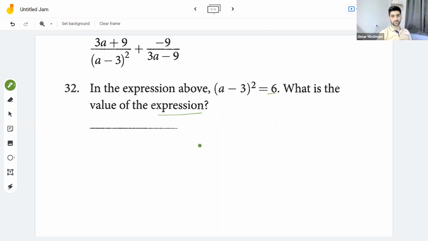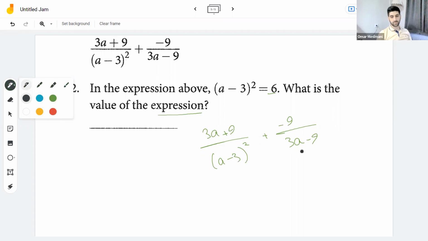I have this expression, 3a plus 9 over a minus 3 squared plus minus 9 over 3a minus 9. To solve this question, I'm trying to do something. I'll try to take a 3 as a common factor from this. Stay with me how I'll solve it.